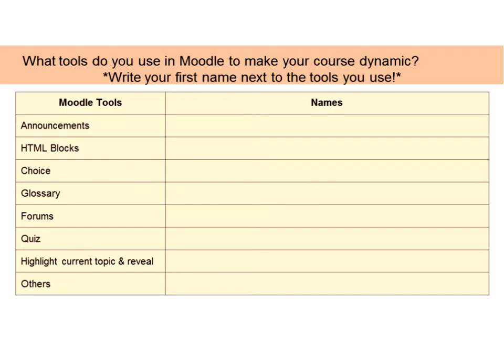So I'm going to stop for just a second because the next part we're going to talk about is how to make your course dynamic and really come alive. So what tools do you currently use in Moodle to make your course dynamic? You can grab the whiteboard tool and put your name beside any and all of the ones you use, or ones you want to use, or feel free to write in the chat.